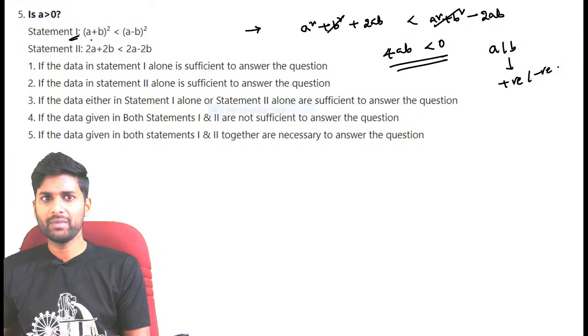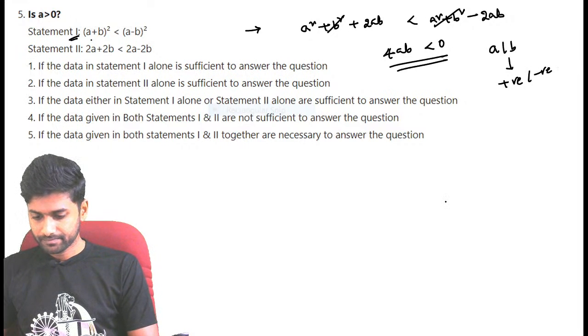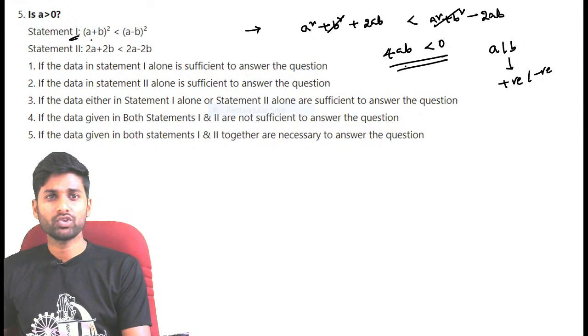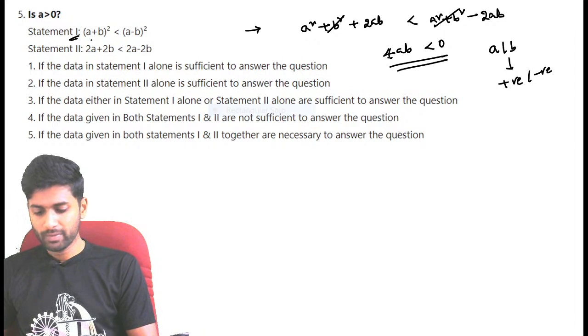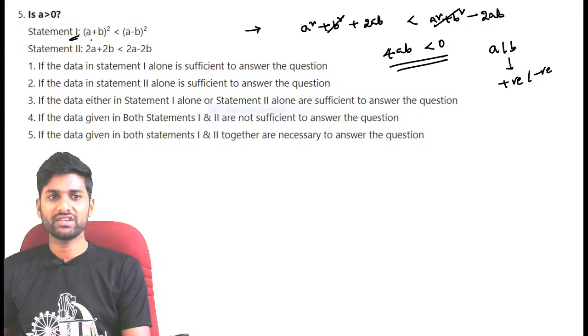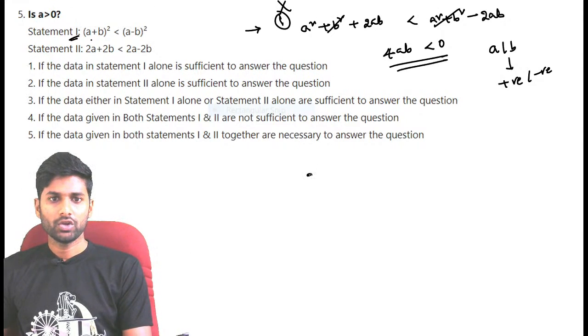Don't say that if A and B are positive, the value will be greater than zero. No, there is no chance. Clear? Second one, if you take both as negative, negative into negative is always positive. So that is also no chance. That's why one of the variables is positive and the other is negative. But we don't know which one is positive and which is negative. That's why one is not sufficient to get the answer. Take the second one.